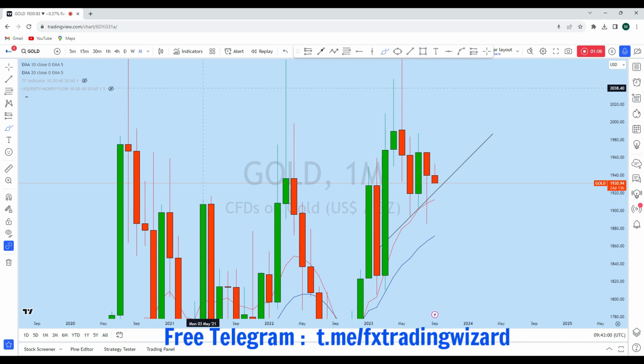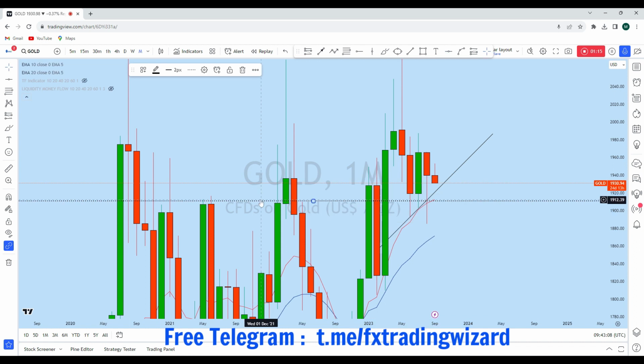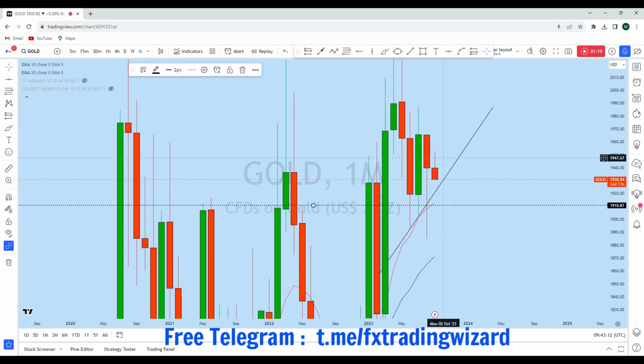If we consider the price coming back to around 50% of this monthly candle, which is an imbalance in that zone, we can expect gold to come back to 1910 or even the 1900 level before creating any bounce to the upside.